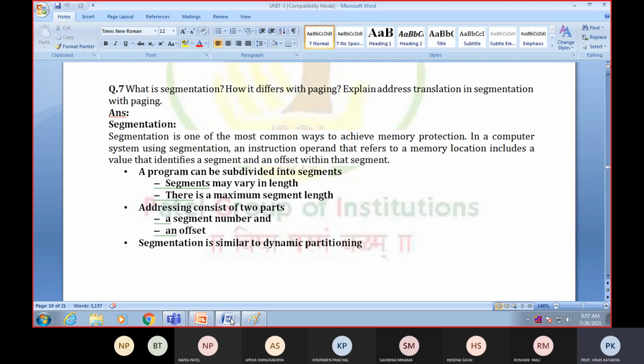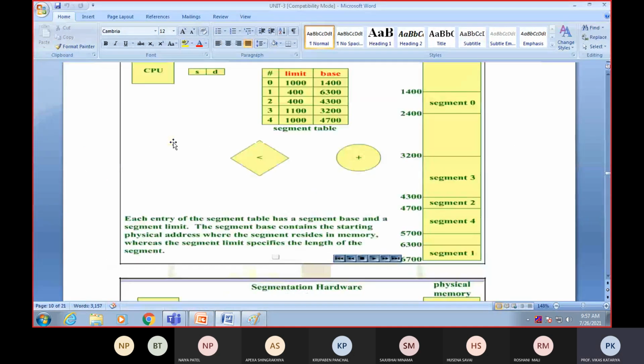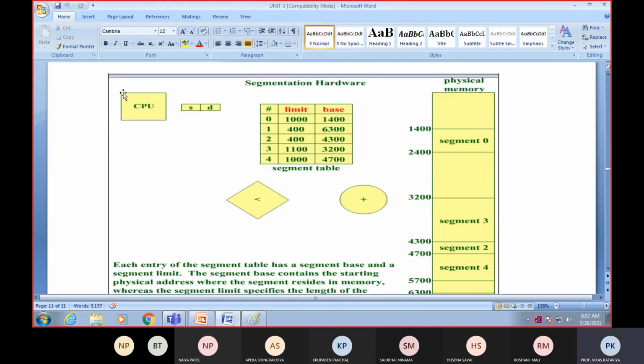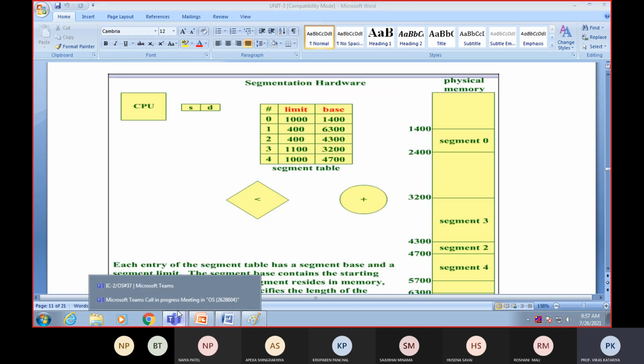Let's understand segmentation with hardware implementation. You can see in the diagram there is a CPU, the central processing unit. This is the logical address of segments: segment number and byte offset. This is the segmentation table. You can say segment table, which has three columns: segment number, limit, and base address.